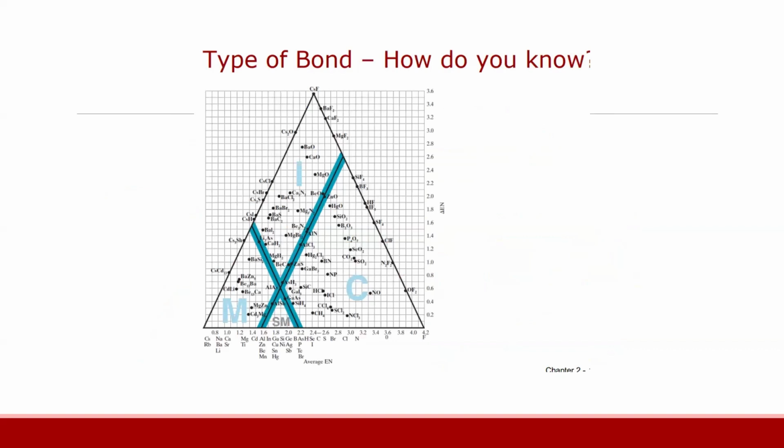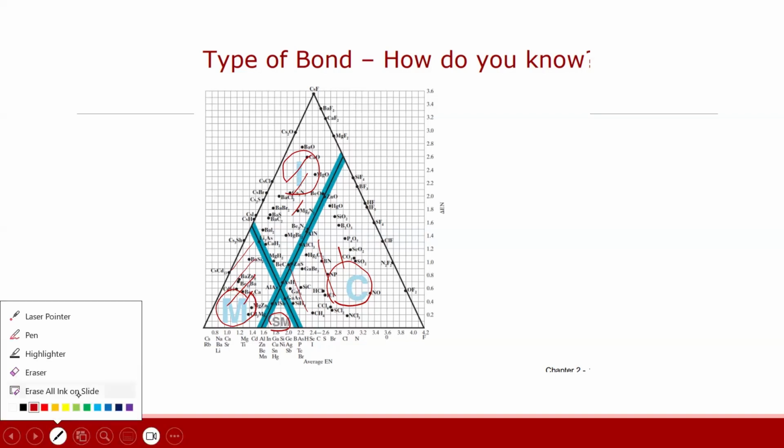So we have a chart to find out. You can see different bonds here. These ones are metallic. These ones are covalent. These ones here are ionic, and these ones are semi-metallic bonds. So this is another graph where we can find out the most dominant bond types in elements. Are we good?